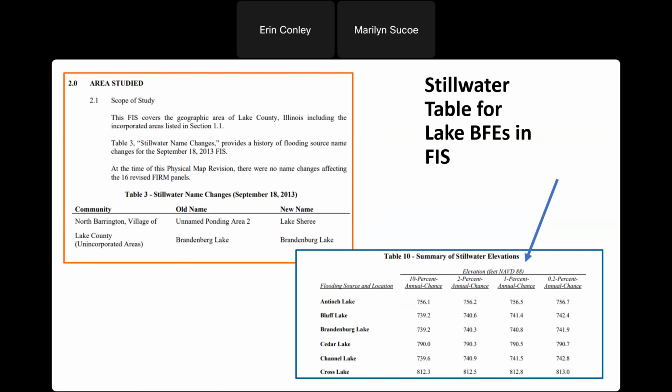In the flood insurance study, if you have a lake, you will have a still water table for the BFEs on lakes. Newer flood insurance rate maps will have BFEs to 1/10 of a foot, but some of the older ones would only have them to a whole foot. So you want to go to the still water elevation table. In studies, when they change names of these still water lakes, you will find a table that will give you the change in names.